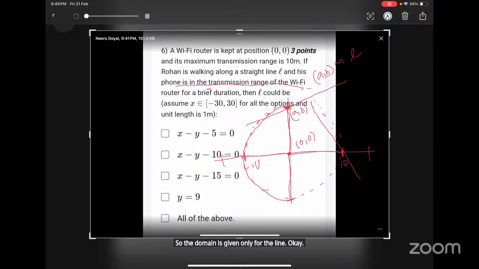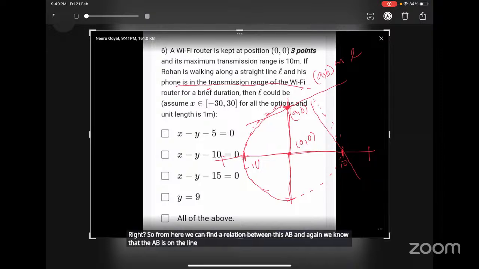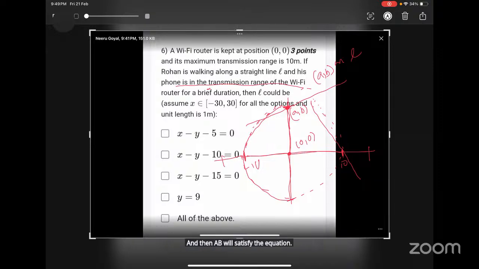So we have the maximum distance from A, B to 0 is 10, right? From here, we can find a relation for this A, B. And again, we know that A, B is on the line. So we can take a general equation of the line, y equals mx plus c maybe, and then A, B will satisfy the equation, right? And we do not have the slope.